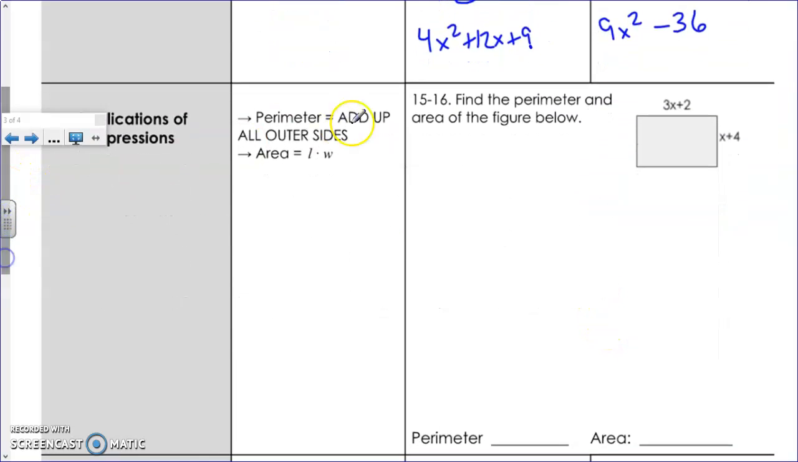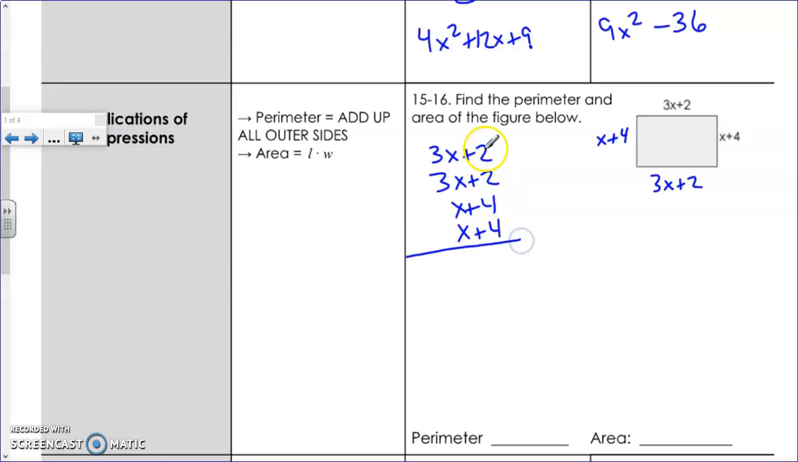Okay, so perimeter, add up all the sides. Area is length times width. So here is our term. So over here I could think that this is x plus 4 also. This is 3x plus 2. So the perimeter, I'm going to add up all the outer sides. So I have 3x plus 2. And you have to know what to do when I say perimeter. x plus 4, x plus 4. 2 plus 2 is 4, plus 4 is 8, plus 8 is 12. 3 plus 3 is 6, 7, 8. So 8x plus 12 is my perimeter.